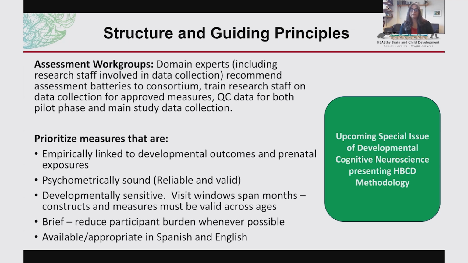Underlying all of the assessments that were selected were a core set of guiding principles. We prioritize measures that are empirically linked to developmental outcomes and to prenatal exposures when possible. We choose assessments that are psychometrically sound and developmentally sensitive. As you know, the visit windows span several months, so we pick constructs that we can measure well across that entire window. We always try to prioritize measures that are as short as possible to reduce burden, and all measures have to be appropriate to be given in both Spanish and English.